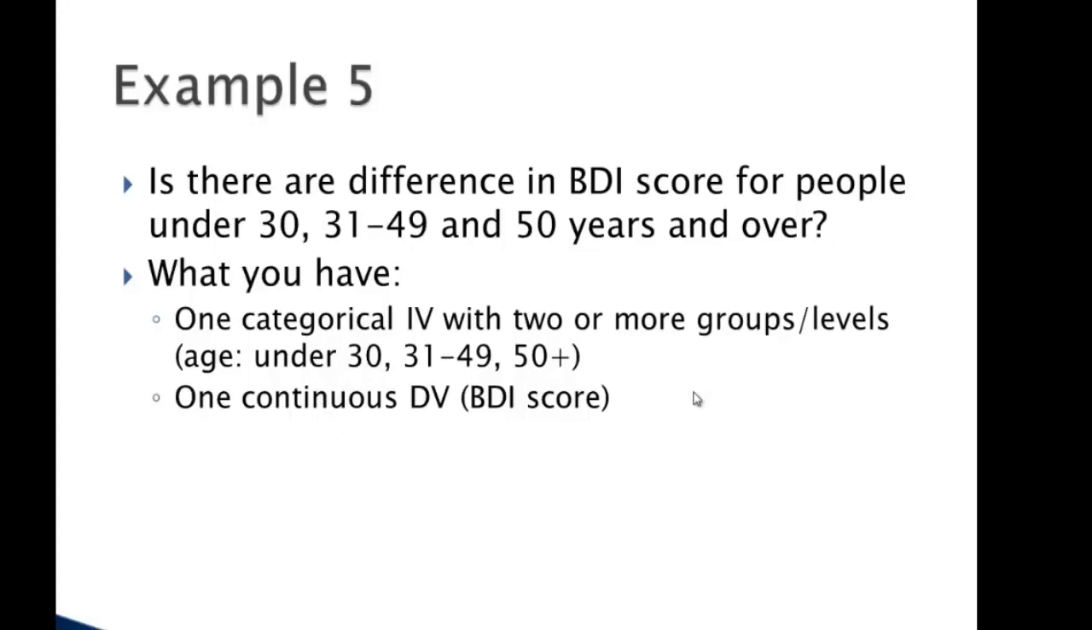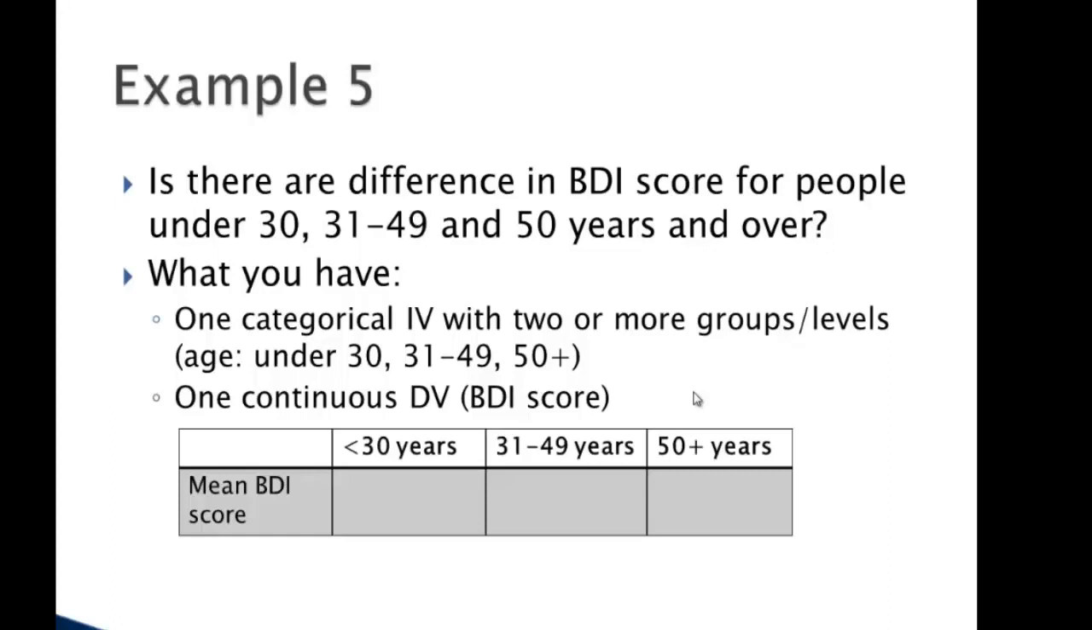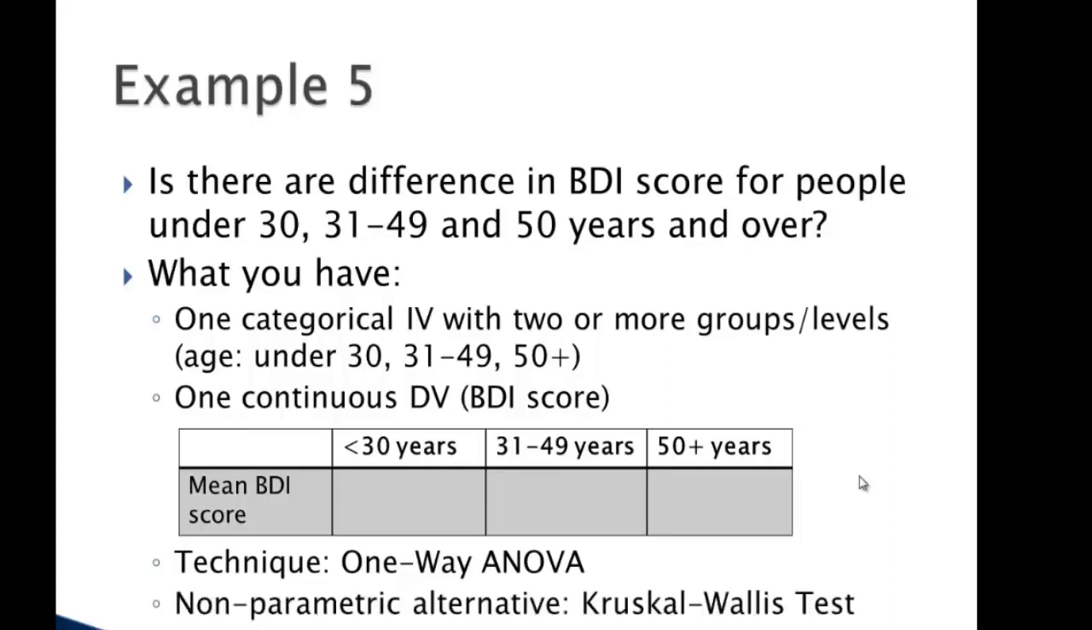So now to graph this would look very similar to what the independent t-test graph looked like, except now we have an additional column for our third group. So our three levels of independent variable, 30, 31 to 49, and then 50 years of age, and then one numeric outcome, mean BDI score. So in this case, our option would be the one-way ANOVA. Now, if our data was not normally distributed, or we violated one of the other assumptions of the one-way ANOVA, our non-parametric alternative is the Kruskal-Wallis test.